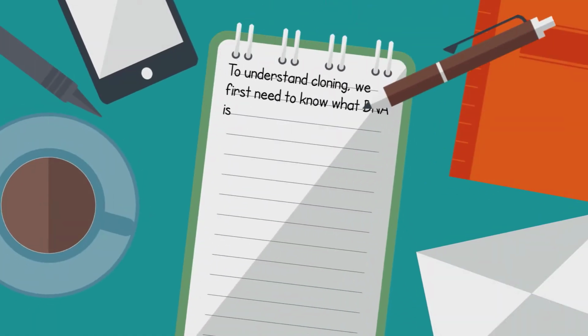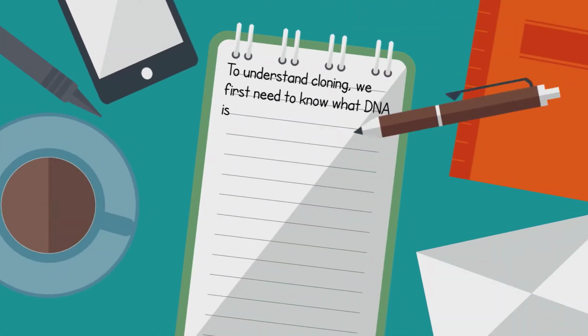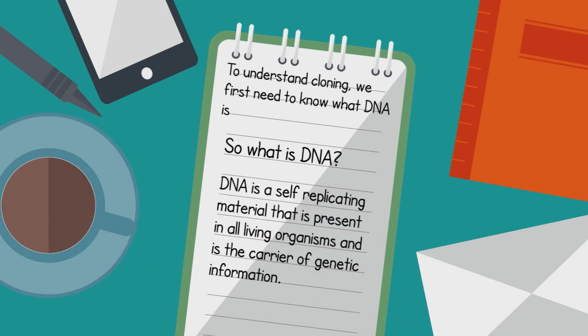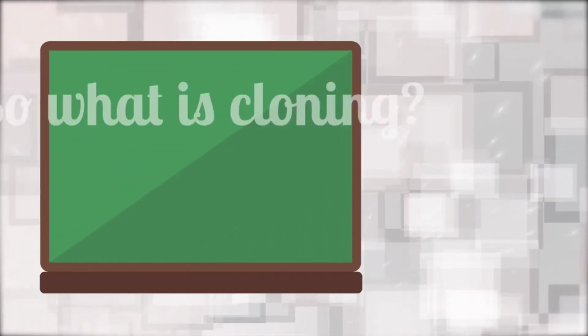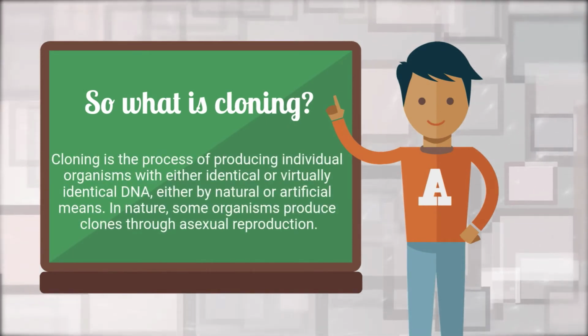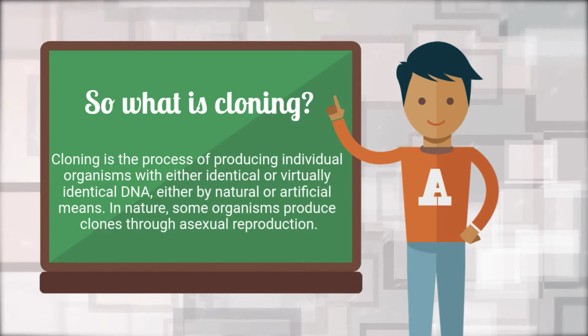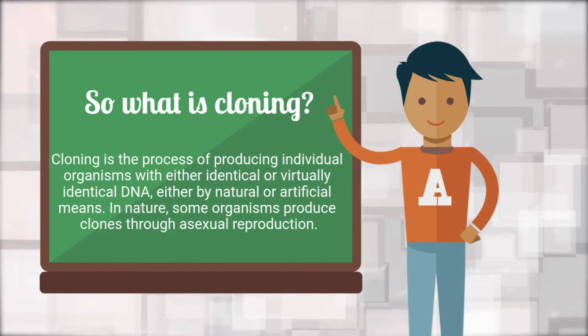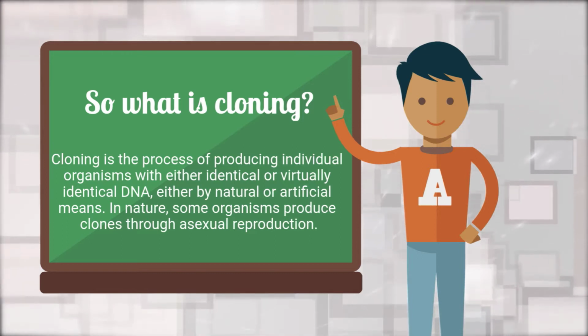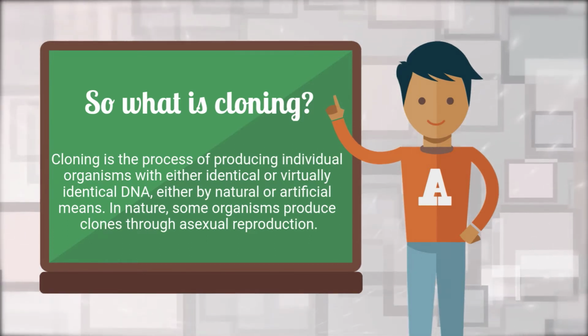To understand cloning, first we need to know what DNA is. So what is DNA? DNA is a self-replicating material that is present in all living organisms and is a carrier of genetic information. So what is cloning? Cloning is the process of producing individual organisms with either identical or virtually identical DNA, either by natural or artificial means. In nature, some organisms produce clones through asexual reproduction.